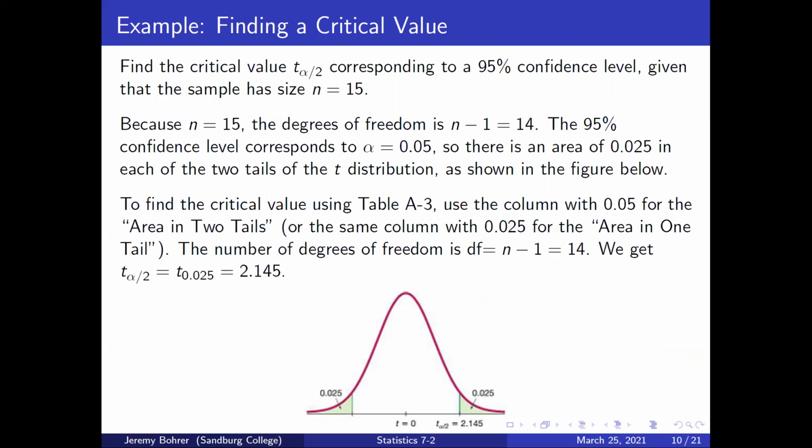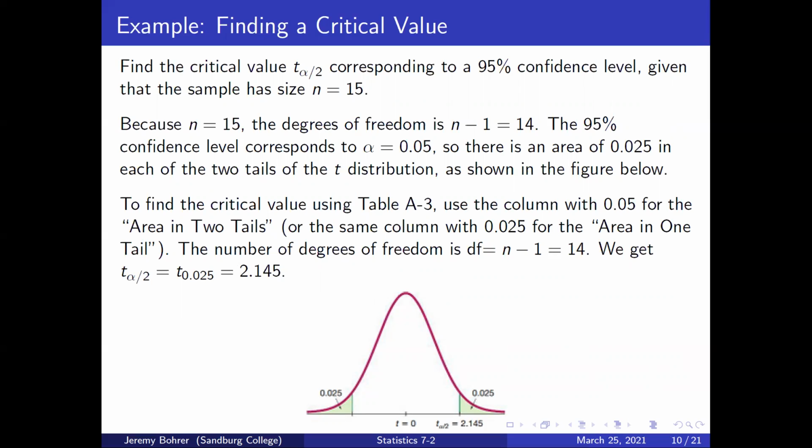Find the critical value t sub alpha over 2 corresponding to a 95% confidence level given that the sample has size n equals 15. Because n equals 15, the degrees of freedom is n-1 equals 14. The 95% confidence level corresponds to alpha equals 0.05, so there is an area of 0.025 in each of the two tails of the t-distribution, as shown in the figure below.